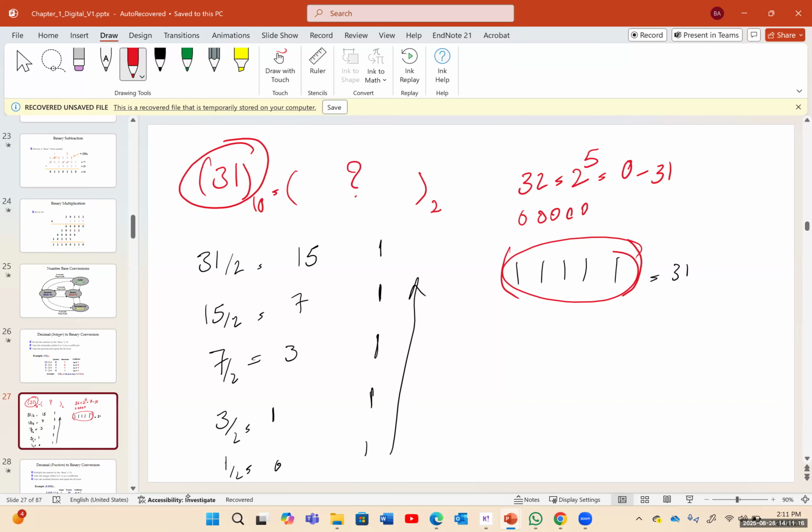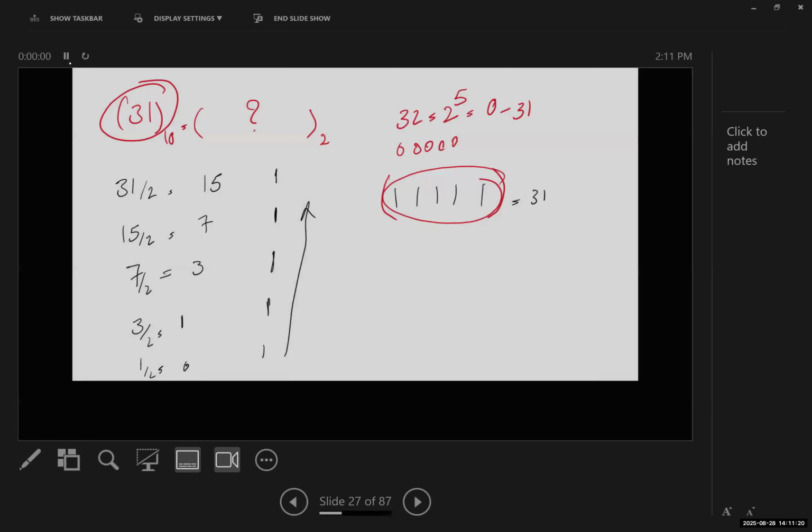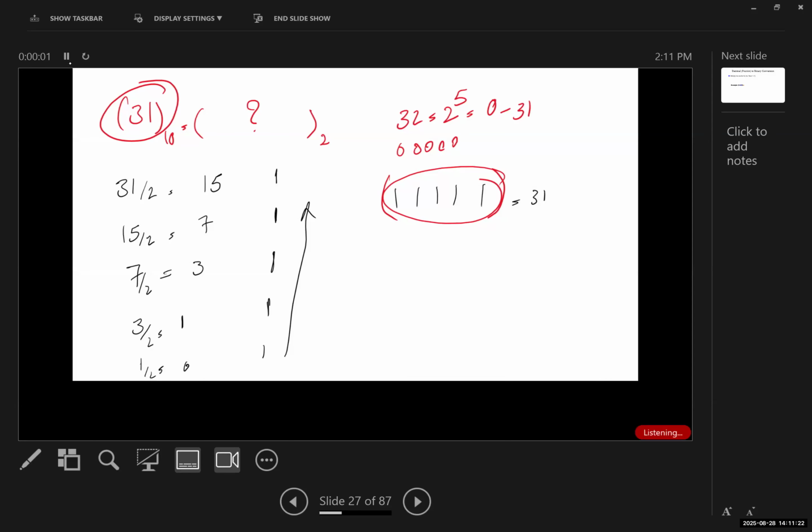Sorry, just give me one second. I thought it was showing there. I didn't realize that it stopped showing.